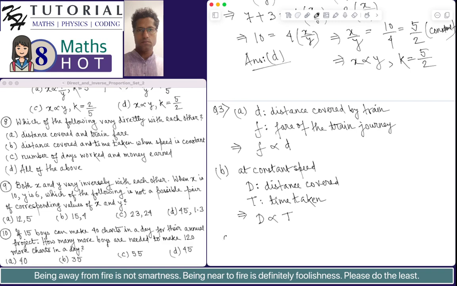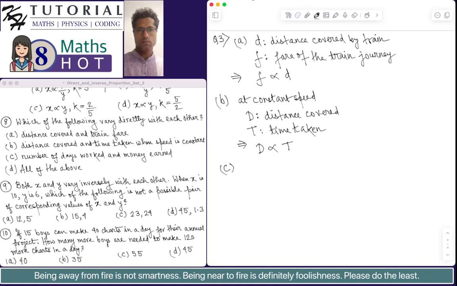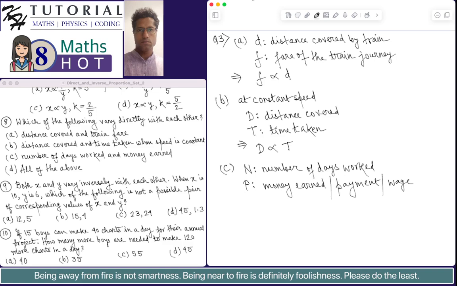Okay, let's see choice C. Number of days worked and money earned. Let's say N is the number of days worked. Now, this is based on workers. Workers work on a daily basis, so they have a daily wage, and per day they get some fixed amount of wage, so definitely if they work for more days, the wage will be more. If n denotes the number of days worked, and money earned, payment P, which you can also consider as payment or wage, these three all mean the same thing.